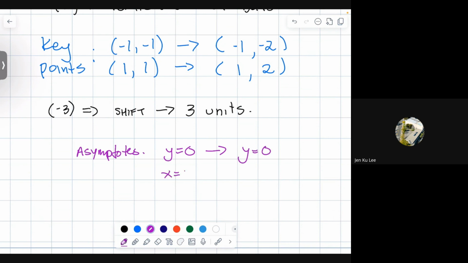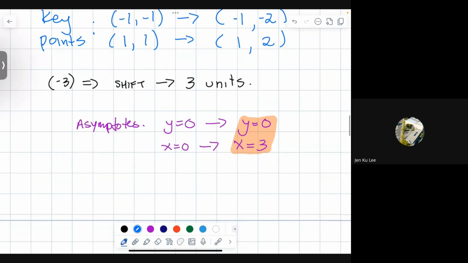How about x equals 0? Would that change my vertical asymptote? It would literally move 3 units to the right, correct? So that one would be x equals 3. Questions on that? No? So I've got my asymptotes now at y equals 0 and x equals 3. Okay?